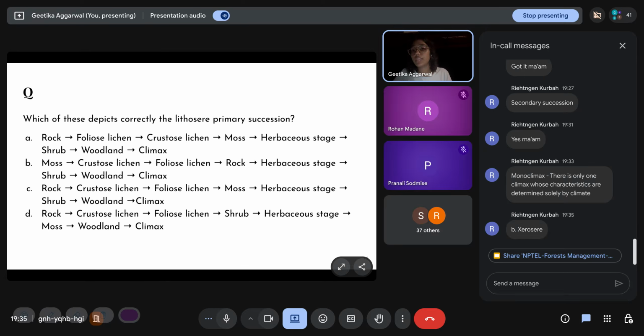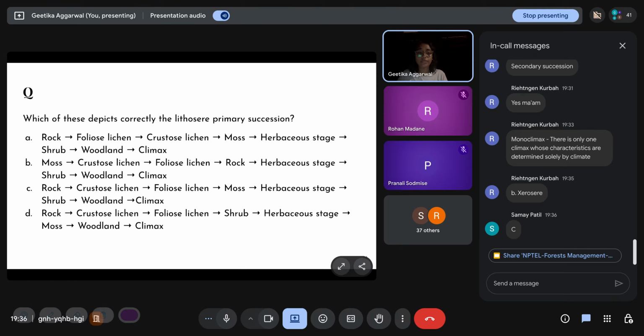on barren rock. Now, the next question is a little bit longer to read, but which of these depicts correctly the lithosphere primary succession? So, if you're talking about a lithosphere primary succession, which of these correctly shows that? From a rock to foliose lichen to crustose lichen to moss, herbaceous stage, shrub, woodland climax.